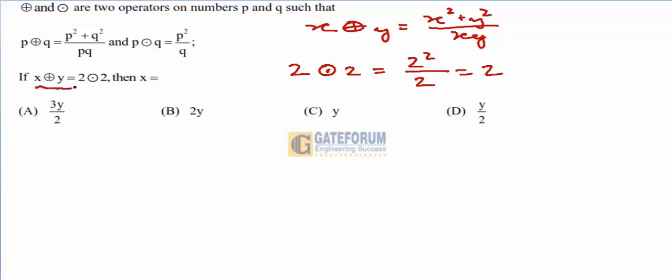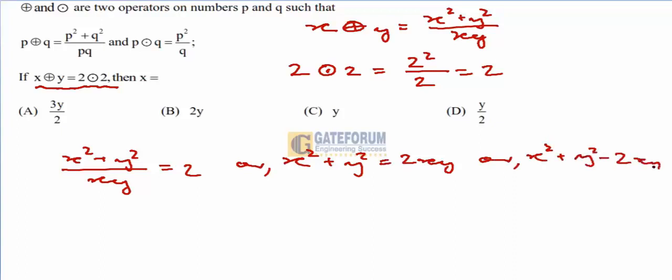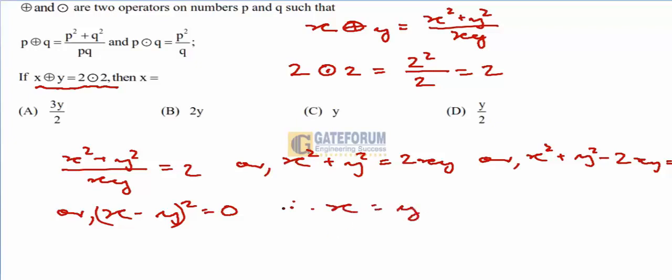So via this equation, what have they said? They have said x square plus y square divided by xy is equal to 2. Or x square plus y square is equal to 2xy. Or x square plus y square minus 2xy is equal to 0, or x minus y whole square is equal to 0, which means x is equal to y. So basically x is equal to y will be our answer.